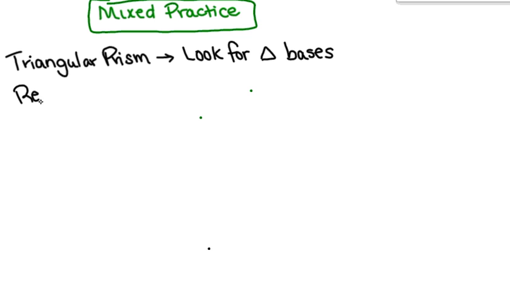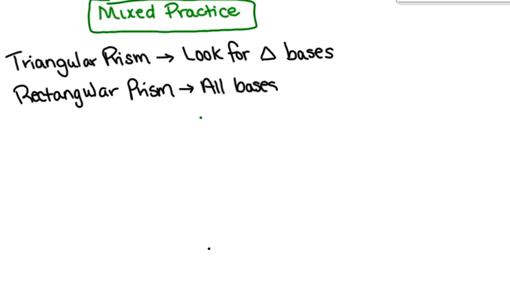For the rectangular prism, on the other hand, think about that like a box. And I'm going to say that all bases will be rectangles. And it's important that you're able to differentiate between these two because the formula that you're going to use is going to be different for each.